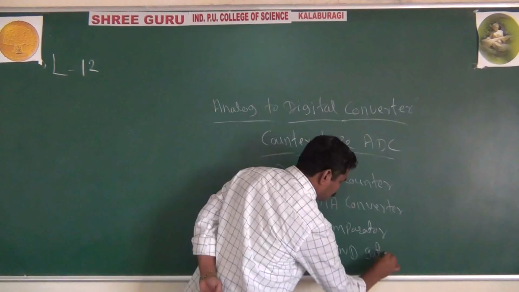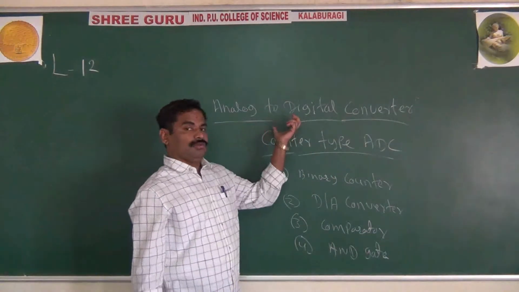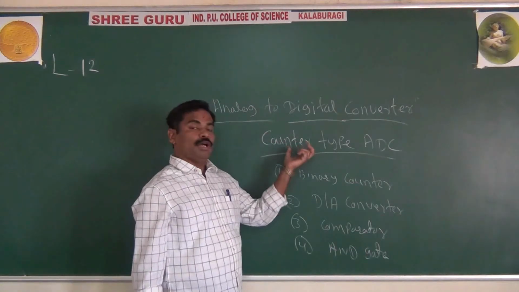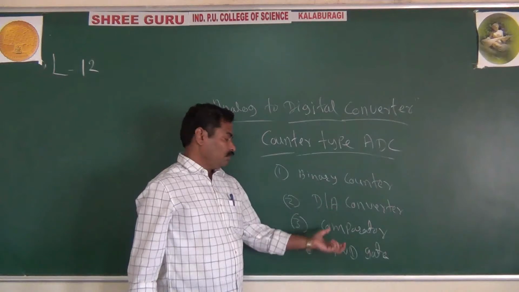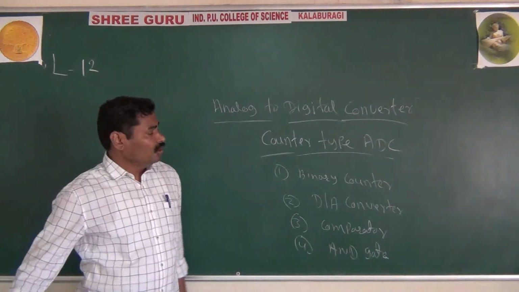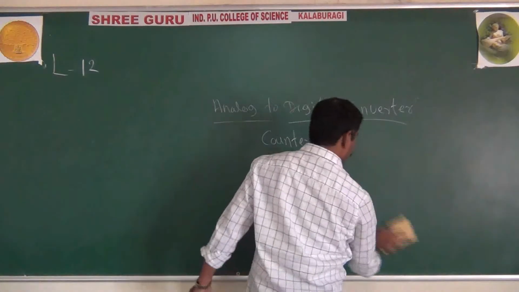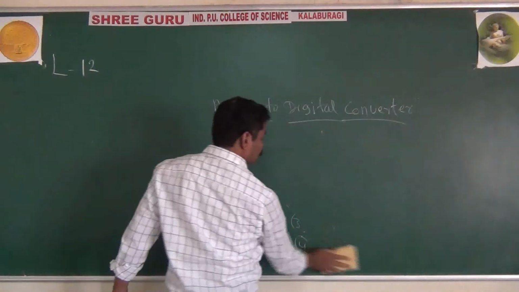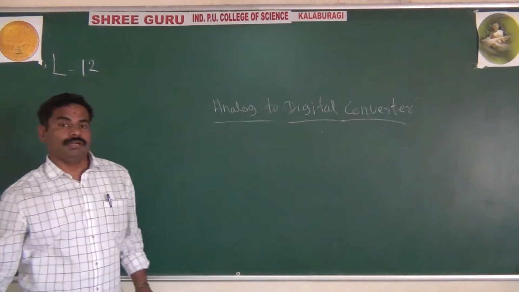These are the requirements to construct an analog to digital converter, and it is nothing but the counter type. It has a binary counter, D to A converter, comparator, and AND gate. If you draw the block diagram, we can explain how to convert the analog into a digital signal. That is an important question.